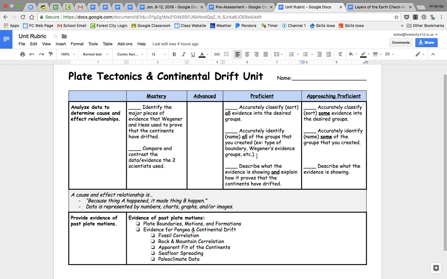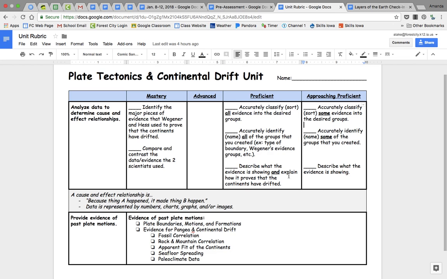You'd write fossil correlation. And the last indicator for proficient says describe what the evidence is showing and explain how it proves that the continents have drifted. Whereas approaching proficient just says describe what the evidence is showing. So if you simply look at the evidence that's given to you, maybe you sort it, classify it, tell me what is going on in that evidence. If you just say, this evidence is showing that fossils were on different continents, that's going to be approaching proficient.